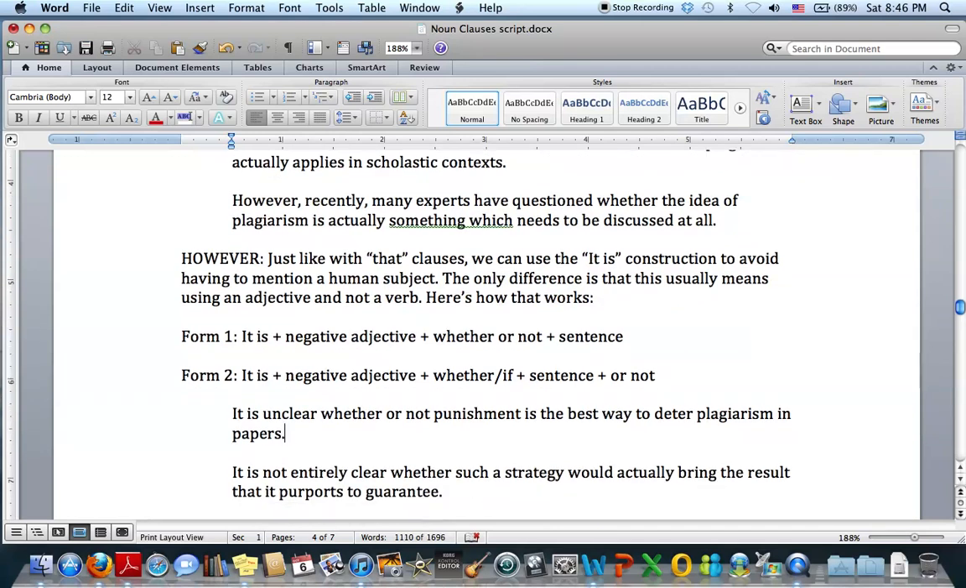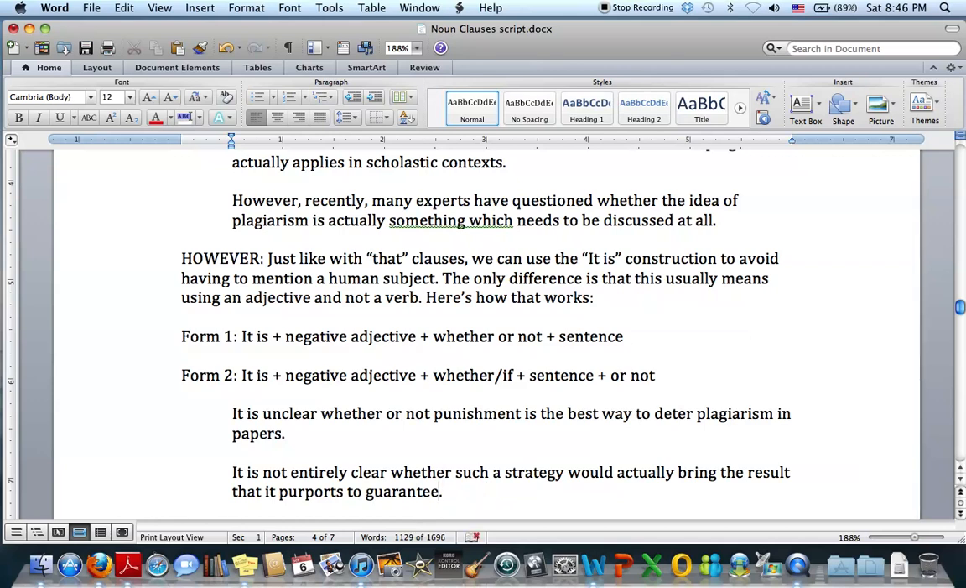Here's another one. It is not entirely clear. Okay, here we go. Now we've got not clear. All right, that's what we were talking about previously. So I could have a negative adjective like unclear, or I could say not clear. There we go. It is not entirely clear whether such a strategy would actually work to bring the result that it purports to guarantee. Okay, once again, we've got our whether, and we've got the rest of the sentence here. If I want to, I can put or not at the end. I don't have to.